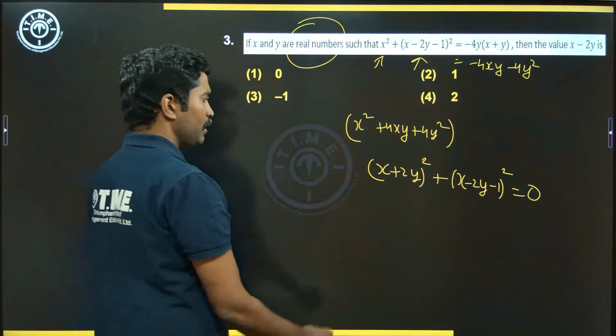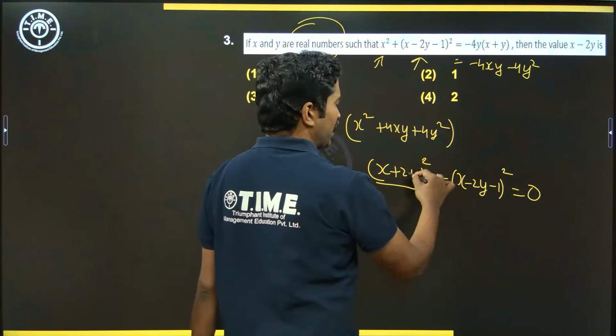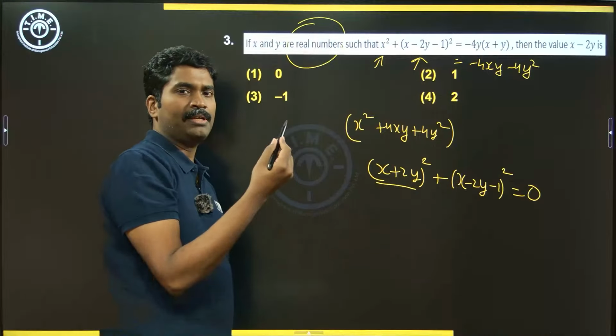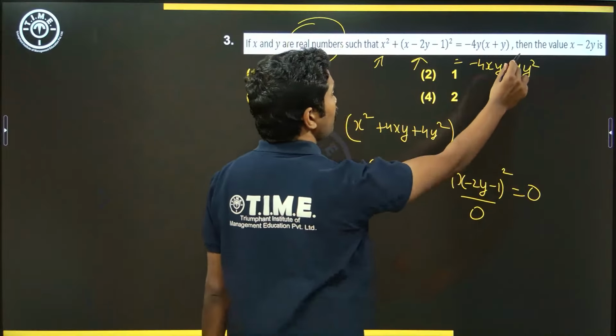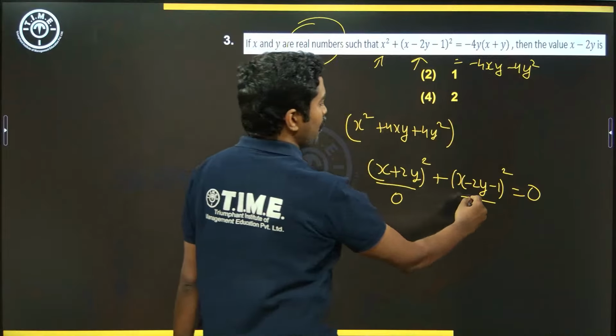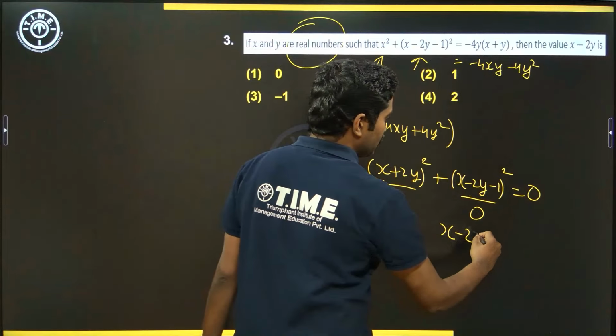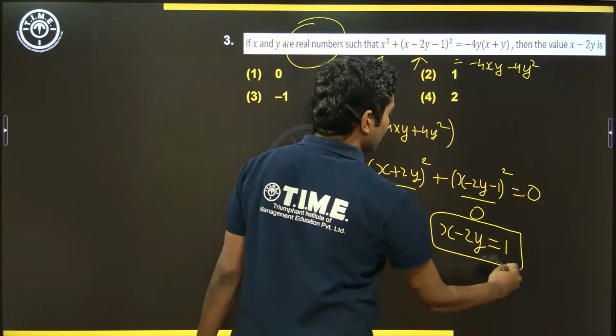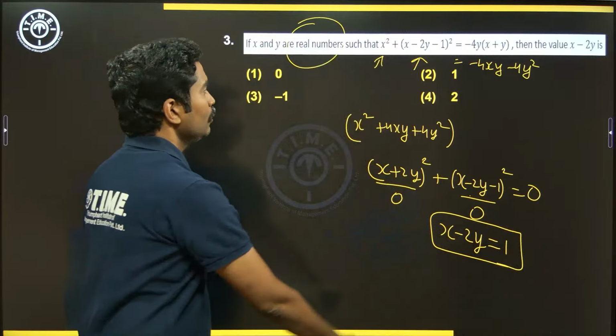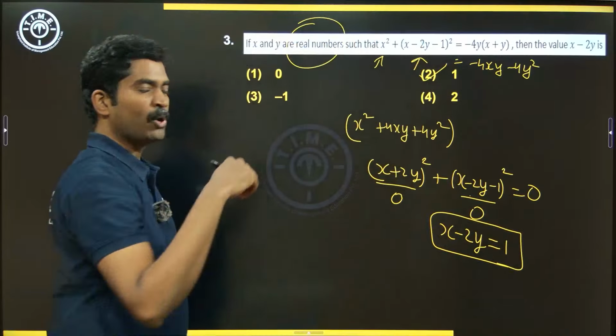If they are real and something square, a square plus b square is 0, obviously a square should be 0 and b square should be 0. This is 0 and this is 0. What is the question asking? x minus 2y is how much? All right. x minus 2y minus 1 is 0, or x minus 2y is equal to 1, right? Option 2. One more question.